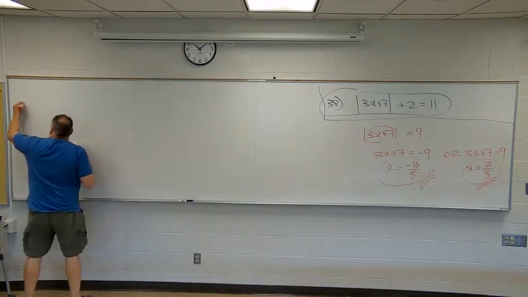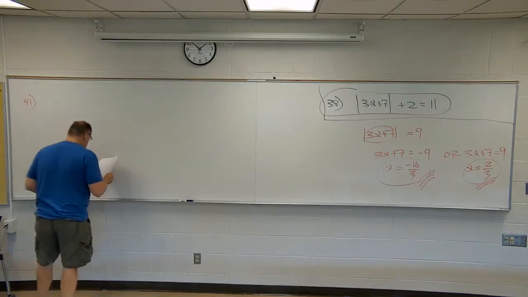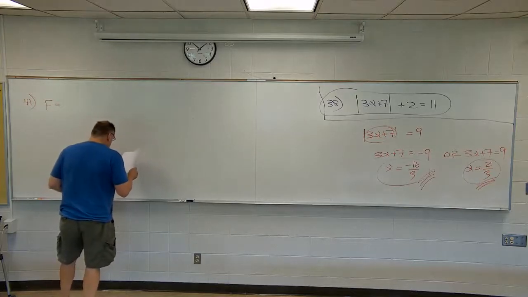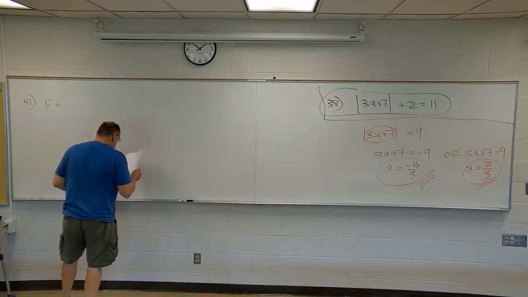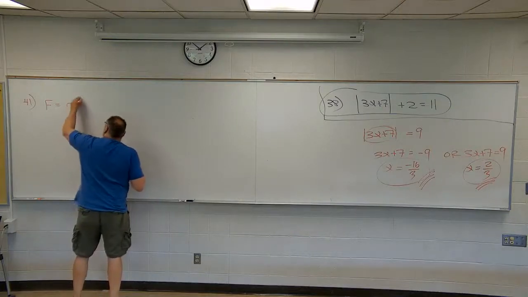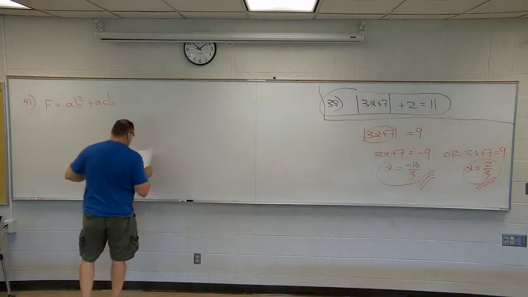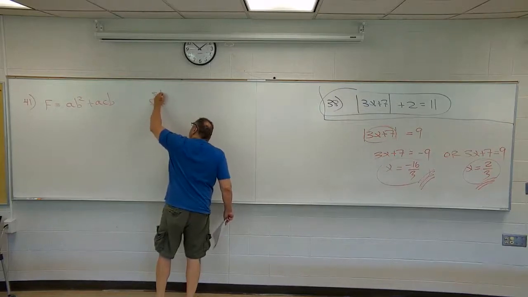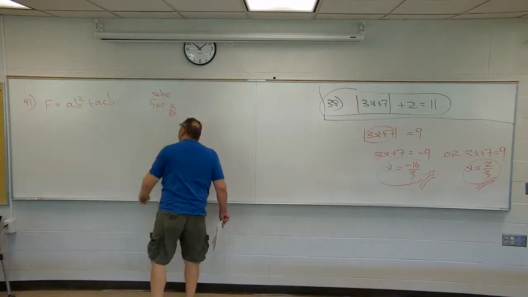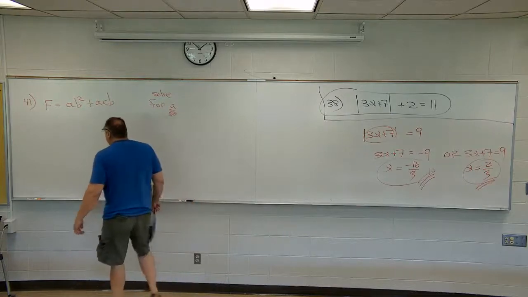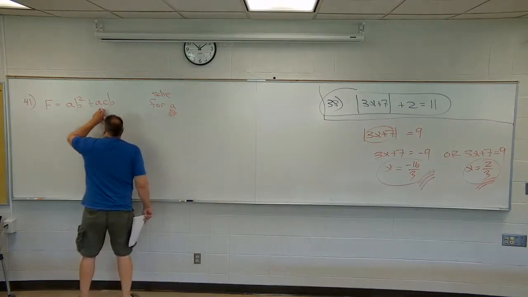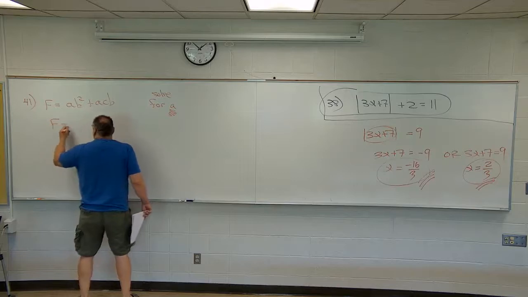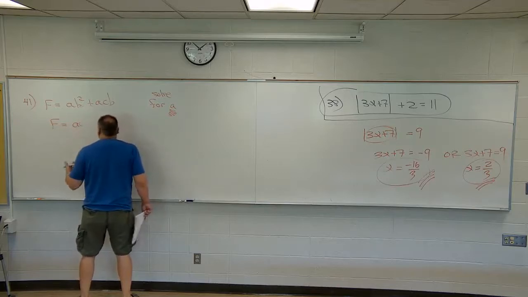Let me do problem number 41. F equals AB squared plus ACB. And they want you to solve for A. Gotta get A by itself. You can't play games here, guys. You can't get the A over there. There are things you can do. A lot of ways to go here, but your best bet is factor the A out. Get the A by itself before you actually get it by itself.